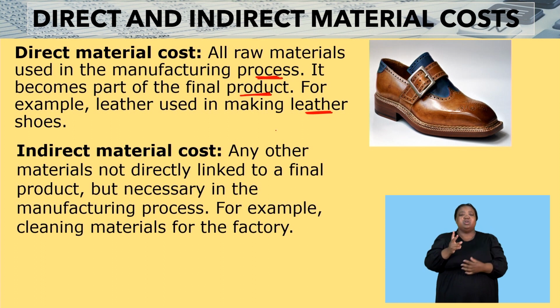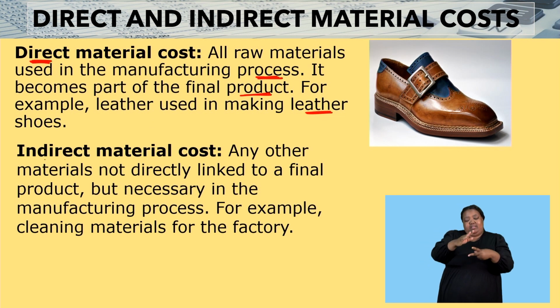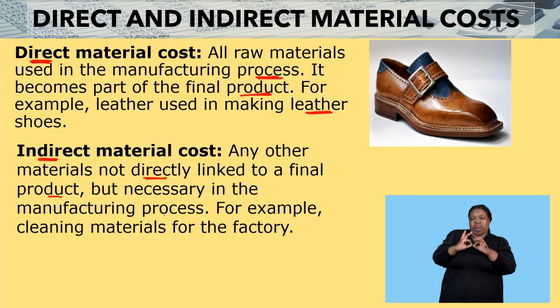We also have what are known as indirect material cost. Indirect. So you can see the difference here. The first one was direct material cost. The next one is indirect material cost. It is any other materials not directly linked to a final product, but these are necessary in the manufacturing process.